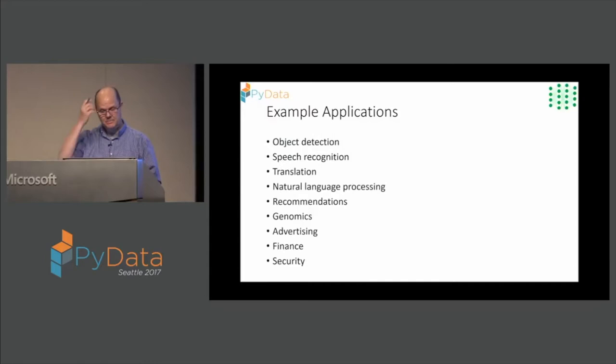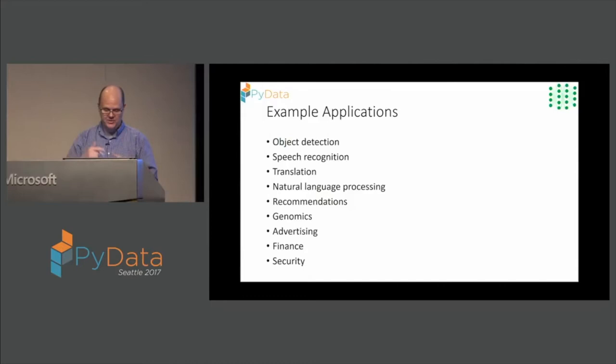Example applications, object detection. I can ask, hey, are there people in this image from an unmanned aerial vehicle? Speech recognition, what is this person asking for when they respond to a voice menu system? Translation, machine translation.